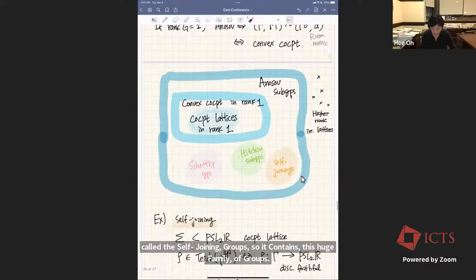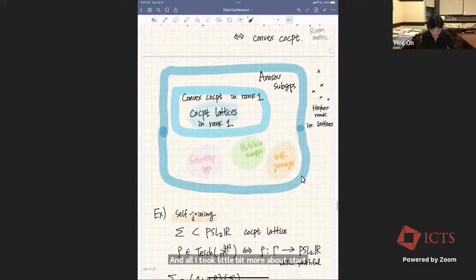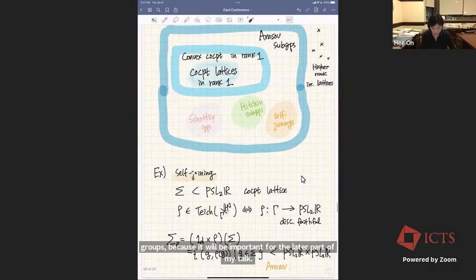I will talk a little bit more about self-joining groups because they will be important for the later part of my talk. So what do I mean by a self-joining group? Here's the first example.